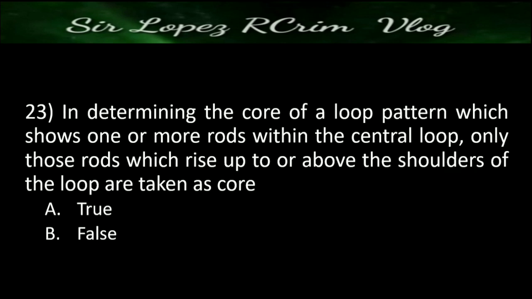23. In determining the core of a loop pattern which shows one or more rods within the central loop, only those rods which rise up to or above the shoulders of the loop are taken as a core. Letter A, true. Letter B, false.